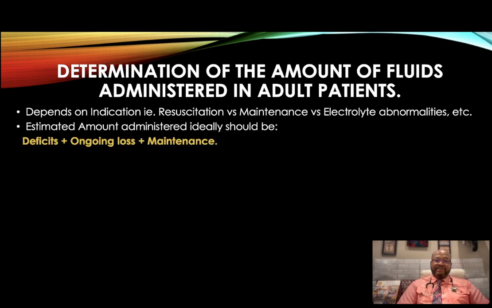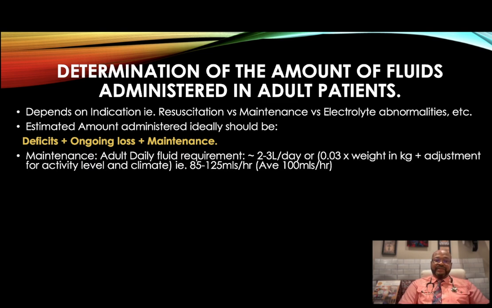The estimated amount ideally should be the deficits plus the ongoing loss plus the maintenance. That means you have to accommodate the deficits before they come to the hospital, the ongoing loss if they are still having, for instance, diarrhea or vomiting or losing blood, and then the maintenance. So ideally, you should add these three together.